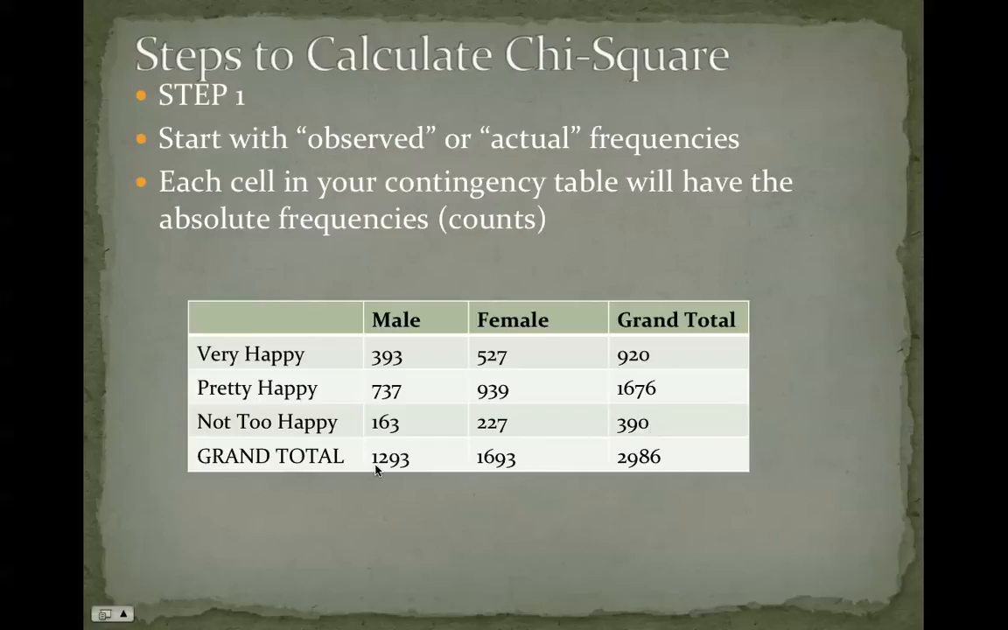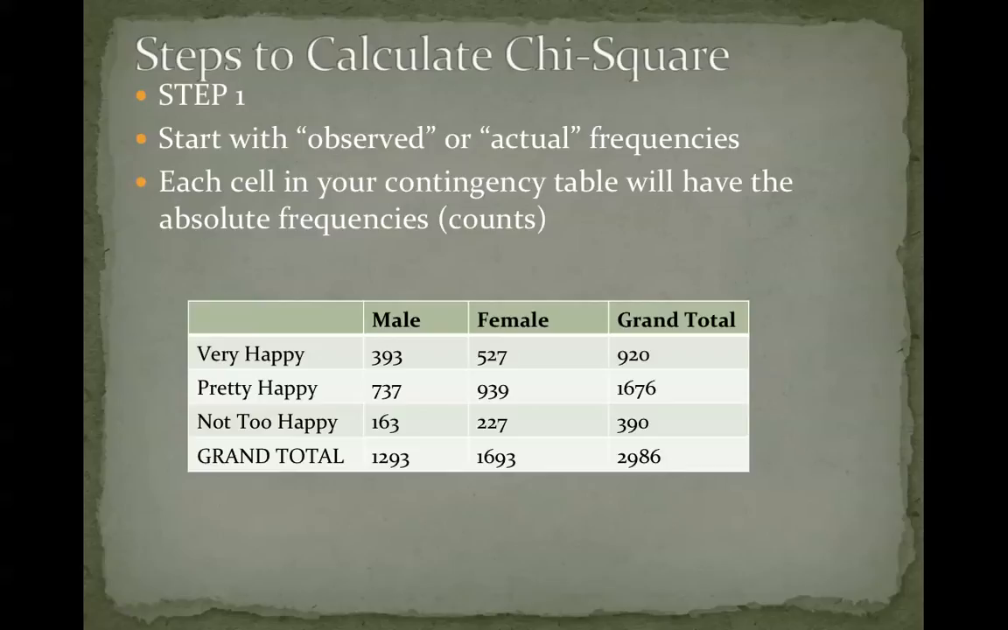And then I also have marginal totals for the columns. So 393 plus 737 plus 163 is 1293. 527 plus 939 plus 227 is 1693. And if you add up the marginal totals, either this way or this way, you'll get our total sample size of 2986. The inner cells, where we actually have the data cross-tabulated, will add up to 2,986. So this is our observed or actual frequencies.